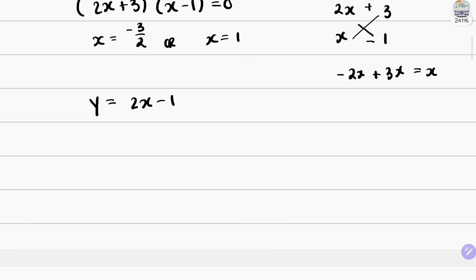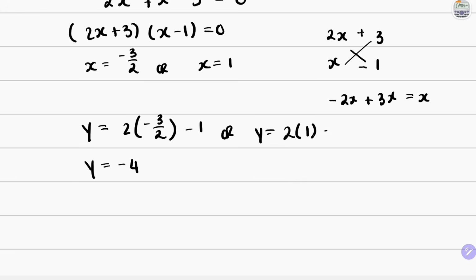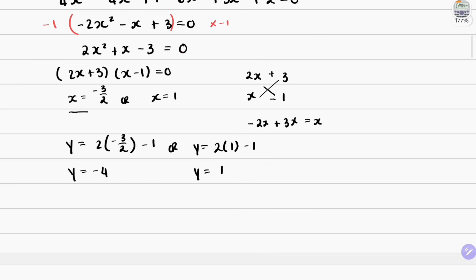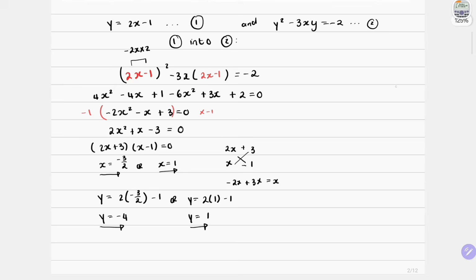Okay, since this was already an equation with y as the subject, we'll say y is equal to 2 multiplied by negative 3 over 2 minus 1. So those 2's will cancel in the numerator and denominator. Negative 3 minus 1 is negative 4. Or y equals 2 times 1 minus 1, that's 2 minus 1, which is 1. So there we go. These are our answers. When x is equal to negative 3 over 2, y equals negative 4. And when x is equal to 1, y equals 1. And that is our answer.